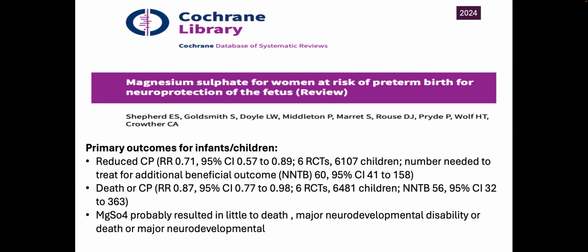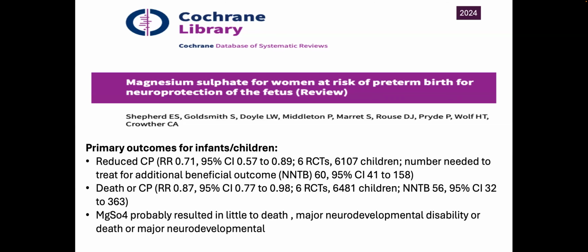So the magnesium sulfate in a woman with preterm labor, obviously it offers neuroprotection. And now we have a Cochrane review in 2024, which concludes that it reduces cerebral palsy with an RR of 0.71. That's a reduction of almost 30%. And it was based on 6 RCTs and 6107 children. And the number needed to treat was almost 60.